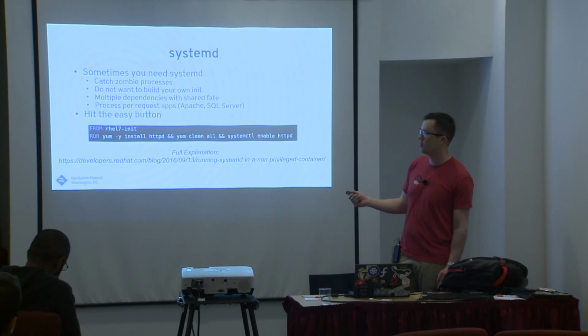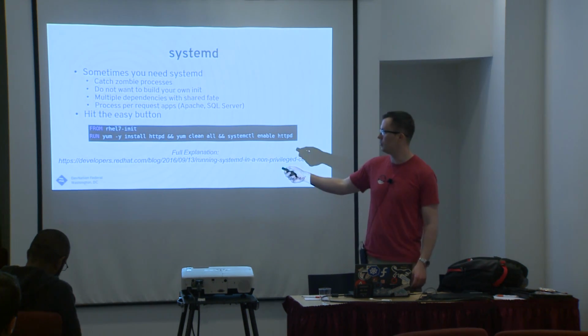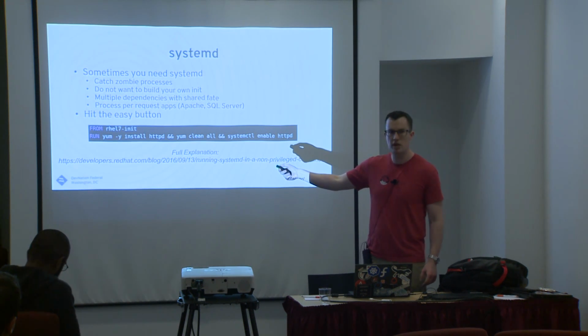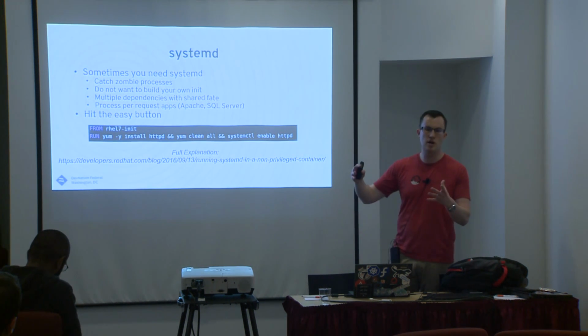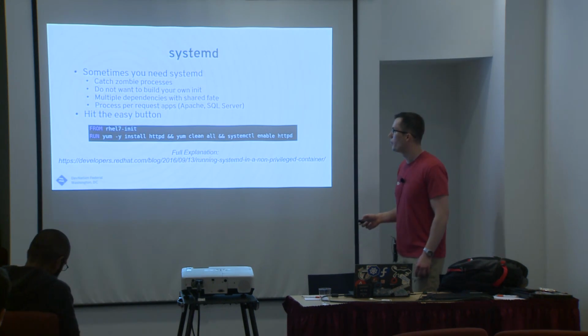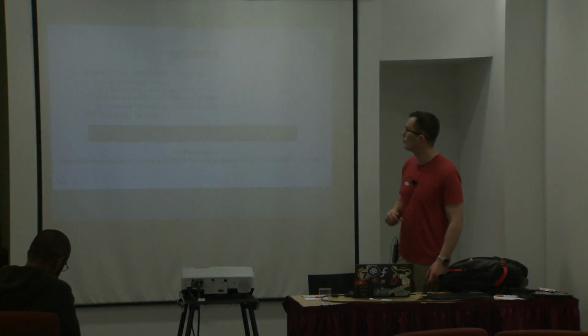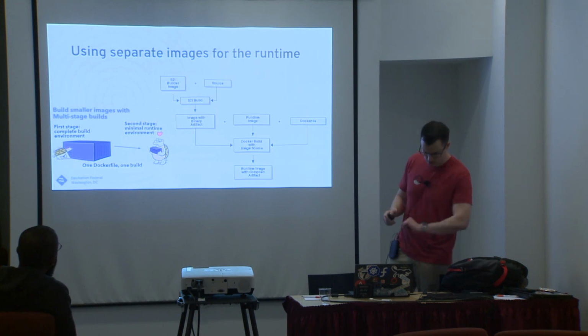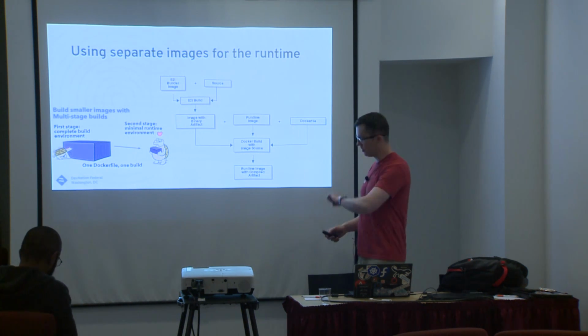But we actually have a new base image right now, which is like the easy button for systemd. All I have to do is type in, use this rel7-init container, and then systemd already works out of the box without being a privileged container. So I think this is my second to last slide, and I only have 4 minutes left.